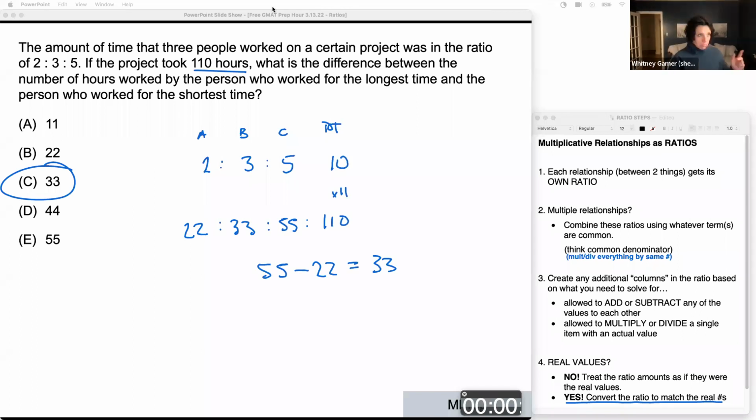Okay. Let's do it again. Let's do it again. What about, get rid of that. What about this one?